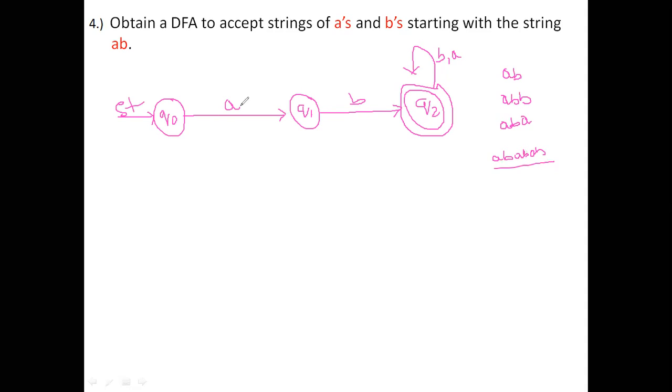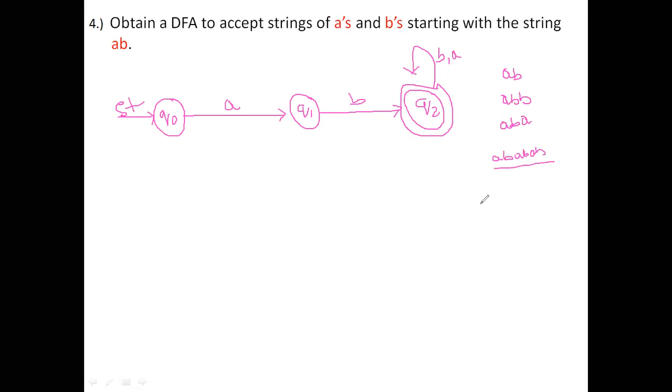Is it right? Do we have any transition for B over here? No. Do we have any transition for A over here? No. It means we are restricting our DFA so that only if the string is beginning with AB will you reach this particular position. Clear? Otherwise, you will be left in Q0 itself.